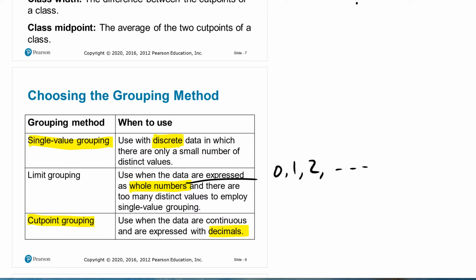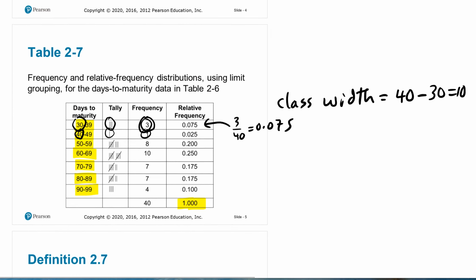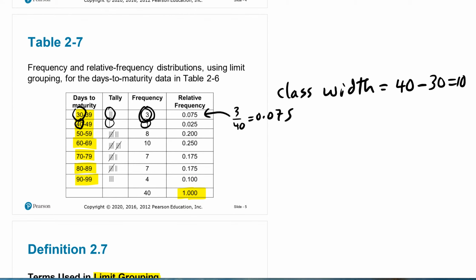Now, one question people might ask is, how many classes do I have to have? Like here in this case, they start at 30 to 40. Why did they make the class width 10?